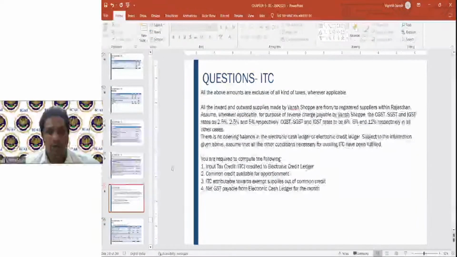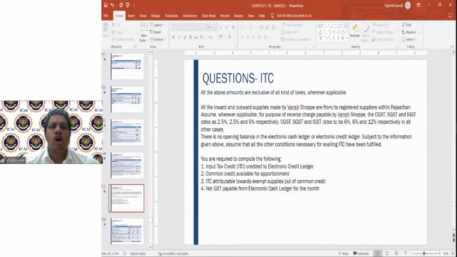Now out of this, what you have to do, you have to find out the common credit which is available for apportionment. So what is the common credit which is available for apportionment? Whatever you take on the electronic credit ledger, from there you have to reduce the ITC which is on taxable goods and ITC on the GTA for inward. So exclusively what is used for taxable goods you have to remove. Once you remove that, the balance will be your common credit. Fine. So that is how you have to work out what is the common credit in this particular situation.